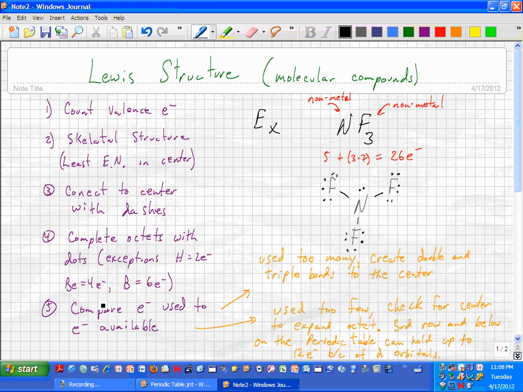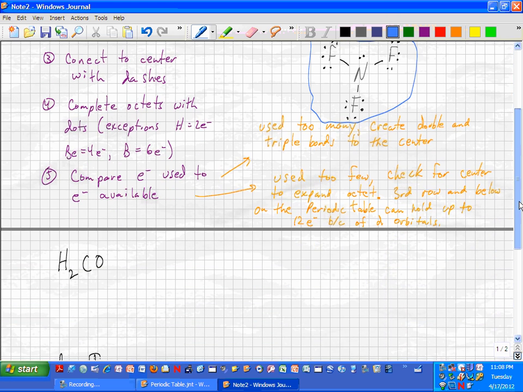What I'm going to do is count the electrons that I used. So I've got 6 dots on every fluorine, so that's 6, 12, 18, plus the 2 dots on nitrogen, that's 20, 22, 24, 26. I didn't mention this in the rules, but if the number of dots used is equal to the number of valence electrons that we set out as being available in step 1, then this is our Lewis structure. So this right here is our Lewis structure for nitrogen trifluoride. Let's go ahead and do a couple more examples here.